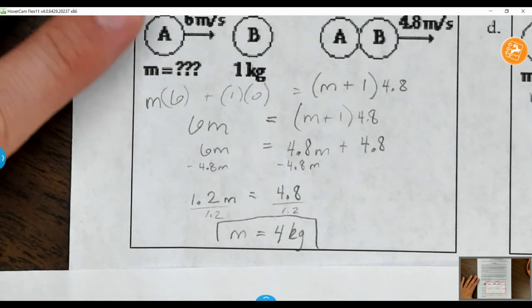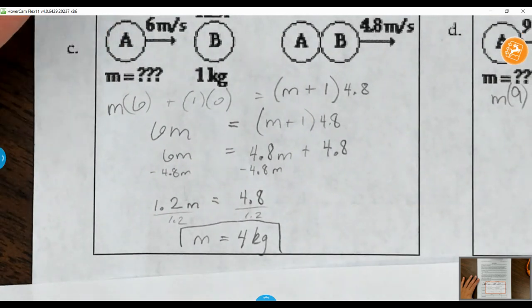So the problem right next to it, you're doing it the exact same way.